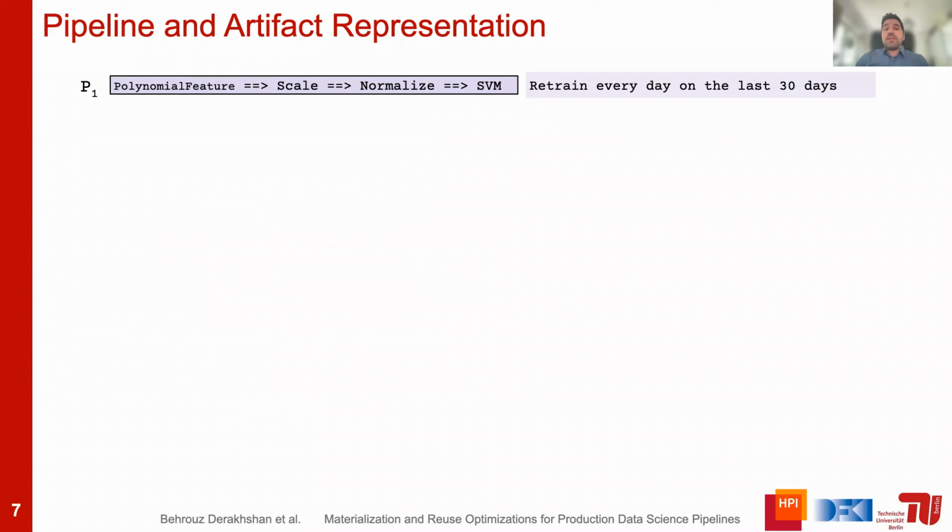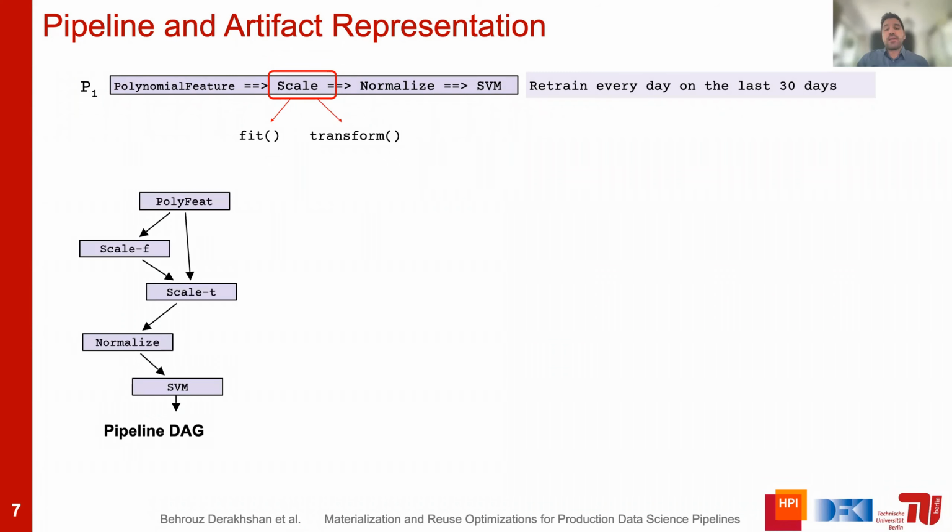To address the heterogeneity challenge, we need a unified representation of the artifacts. One particular challenge is that some components have internal statistics, such as scale here. Many machine learning libraries and toolkits represent such components with a fit and a transform operator, where fit computes the internal statistics and transform performs the actual data transformation. So the first step for us is to decompose these components into the two operators and transform our pipeline into a DAG, a directed acyclic graph. For example, our scale component now has a scale F, which represents the fit operator, and a scale T, which represents the transform operator.